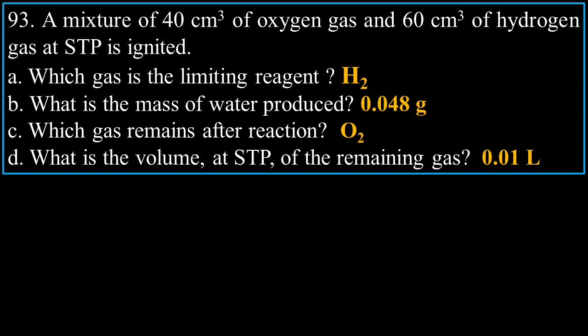Now, the gas remaining was obviously oxygen. Well, if I use 60 cubic centimeters of hydrogen, and the ratio is 2 to 1, hydrogen to oxygen, I only use 30 cubic centimeters of oxygen. I started with 40. 40 minus 30 is 10. 10 cubic centimeters. 10 divided by 1,000 is 0.01. So I have left over 0.01 liters of oxygen, and that completes the problem.